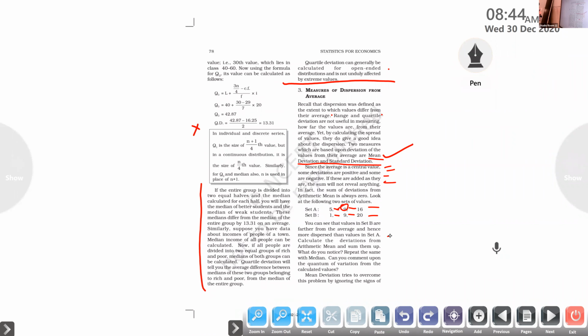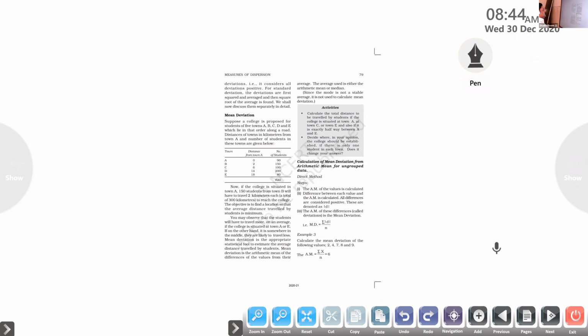Mean deviation tries to overcome this problem by ignoring the signs. So in mean deviation, we are not including the negative signs here. We are excluding that, not giving any importance to any particular signs. It considers all deviations as positive values. Clear? All differences are positive values. For standard deviation, the deviations are first squared and averaged, and then the square root of the average is found. We shall now discuss them separately in detail.